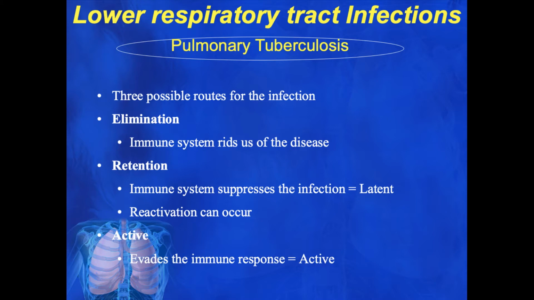or eliminates the disease. Retention is where the immune system is able to suppress the infection, and I have what we call latent tuberculosis. Reactivation can occur later on. Then there's active, and this is where the tuberculosis gets into the system. It evades our immune response and becomes active.